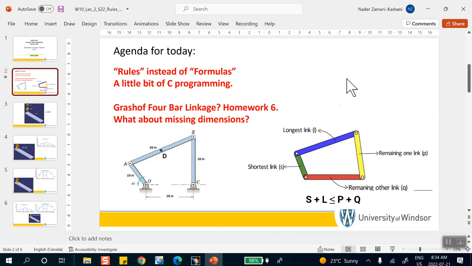That is an important concept, and there is a condition that you need for that. The sum of the smallest link plus the longest link must be less than or equal to the sum of the other two. If you don't meet that condition, there is no linkage that goes exactly 360 degrees. It stops before that. So that's what the Grashof mechanism is. Any questions about this?